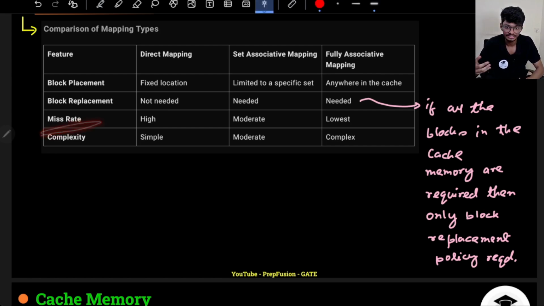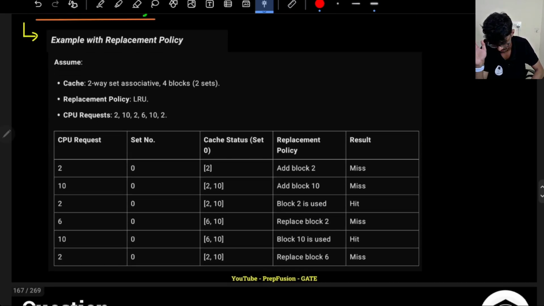What is the miss rate? Basically there is very high probability of miss rate in fixed mapping because there are no alternatives for placing blocks in the same block number, since only one block can reside in the cache memory block number. Set associative is moderate. Fully associative is the lowest because of course I have so many blocks in the same set number. That's why it has the lowest probability of miss rate. Complexity will be higher here. It will take more space. Why? We have understood this previously. I will not explain. Okay.